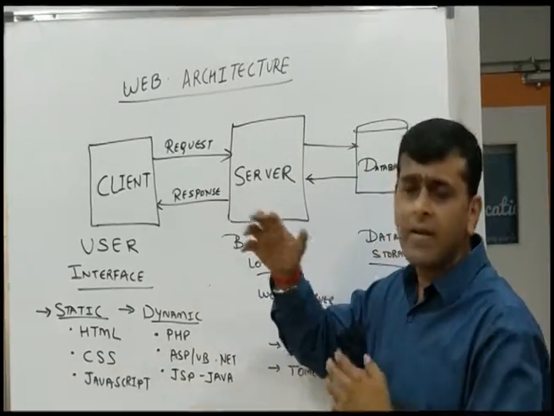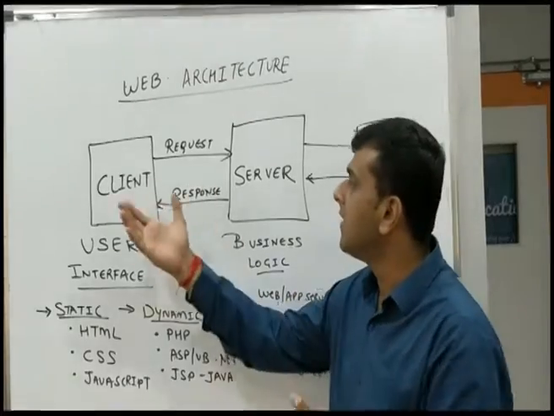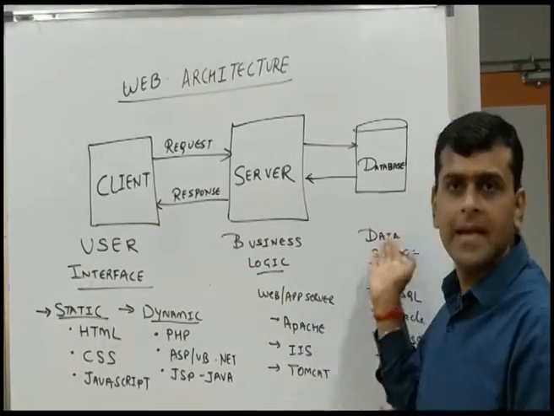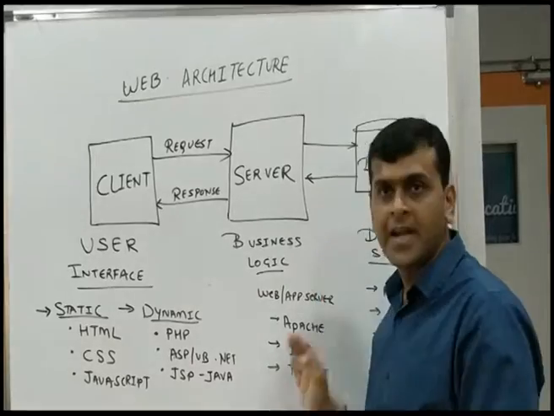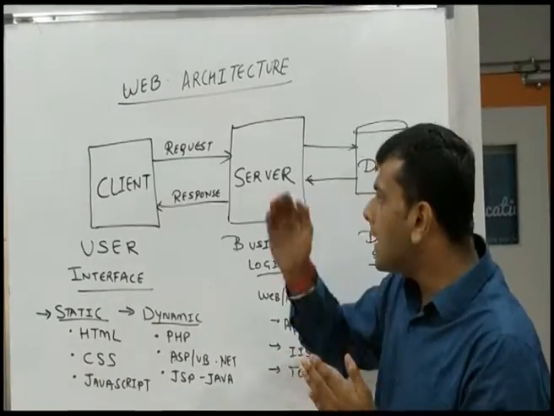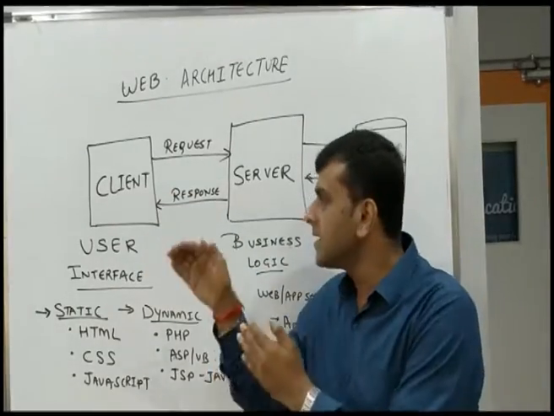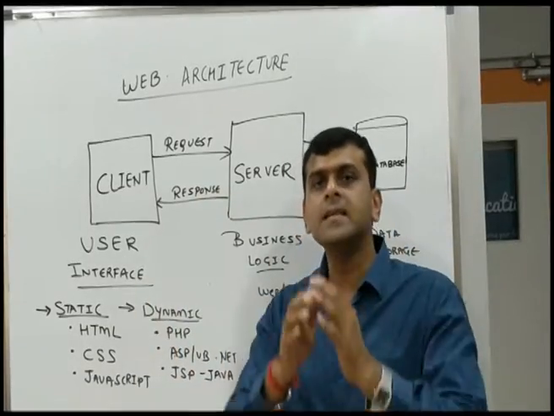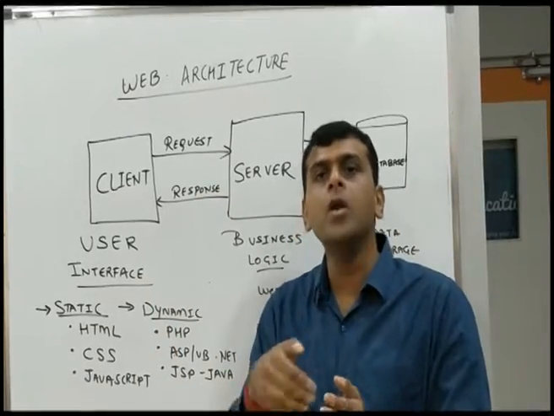In a website or in any web application, we have a client, a server and a database. This is a three-tier architecture. Now, what does a client mean? Client means it's a user interface. It's the screens that we see when we log into any application.